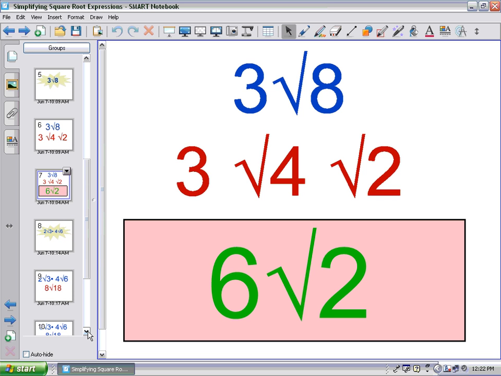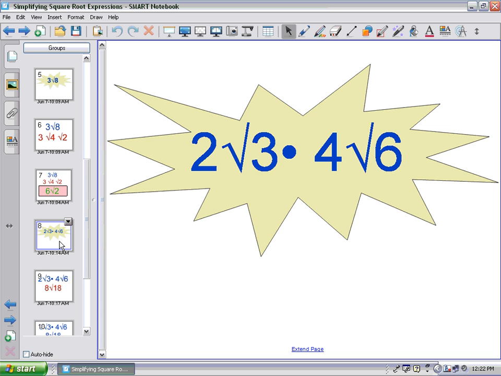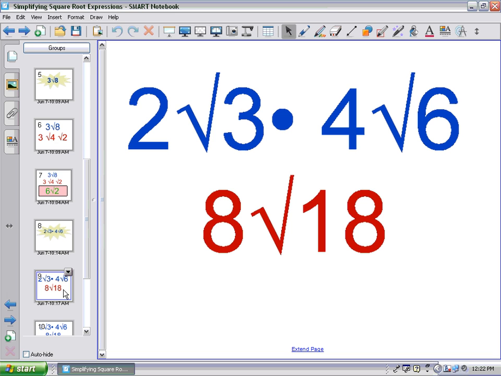The last example I have, done exactly the same way. Now I have 2 expressions on either side being multiplied. 2 square roots of 3 times 4 square roots of 6. Now remember, you can multiply a whole number times a whole number. You can multiply a square root times a square root, but you cannot multiply a number times a square root. Now when I do this problem, my first step is simply this. 2 times 4 out front multiply together to make 8. 3 times 6 underneath the radical symbols multiply together to make the square root of 18.